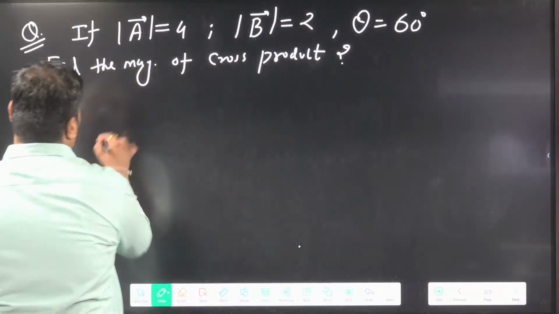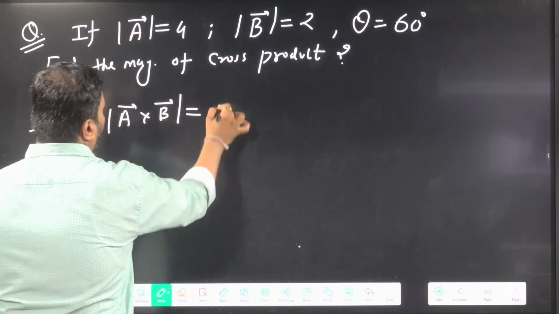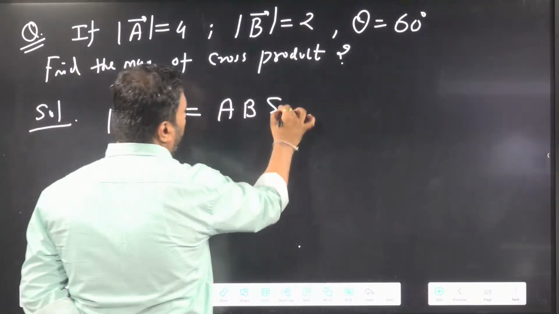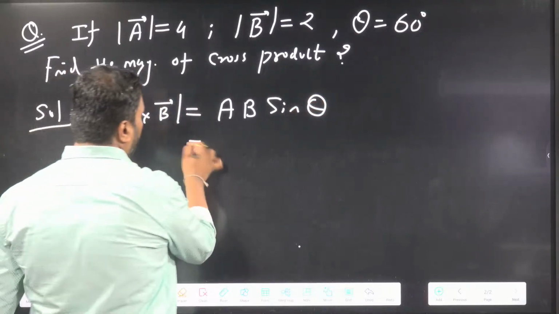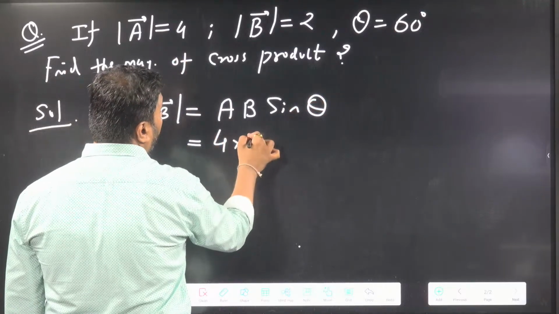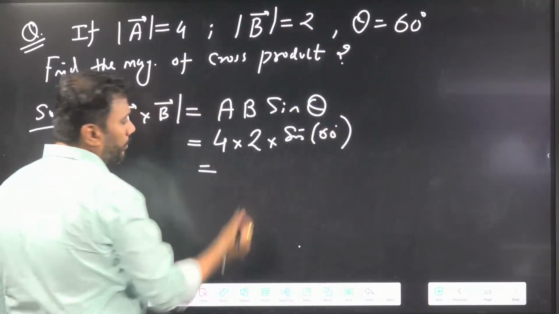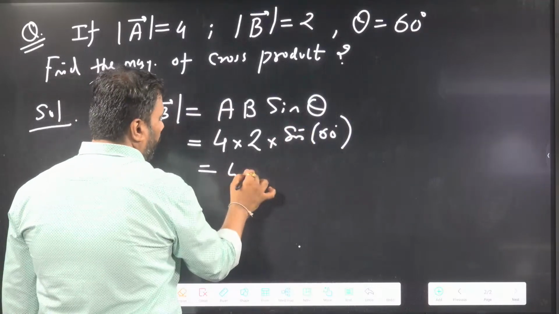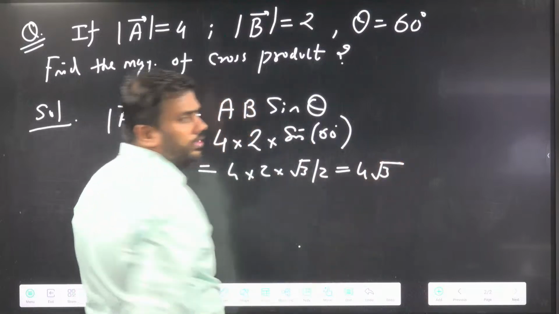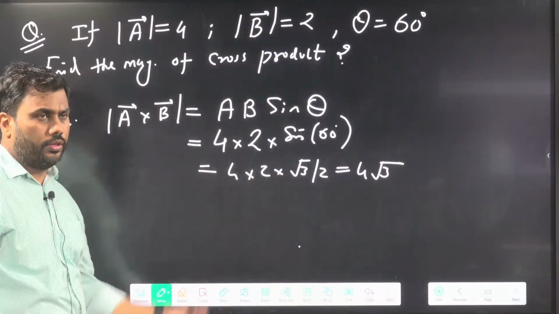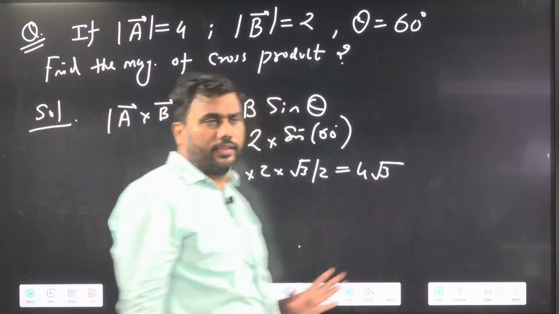Magnitude of cross product A cross B. It was A, B into sine of angle between them. A and B are just magnitude of A and B. So A is 4, B is 2. Sine of angle between them, 60. Sine 60 is root 3 by 2. So 4 into 2 into root 3 by 2. This becomes 4 root 3. This kind of easy question may come for cross product. So to find magnitude of cross product, it is very easy.